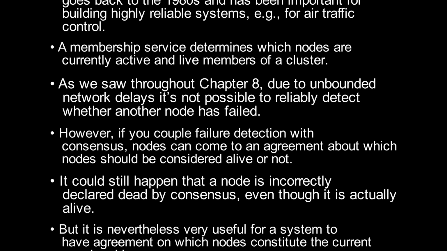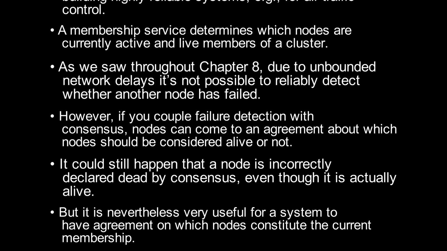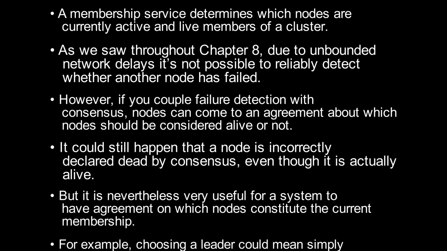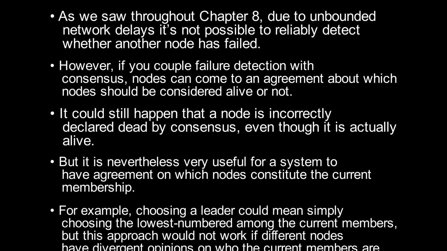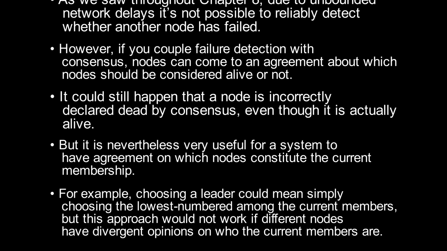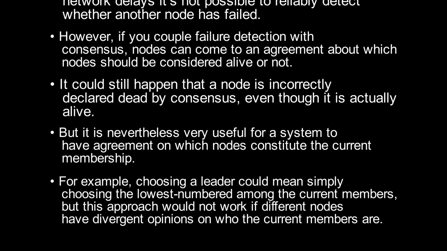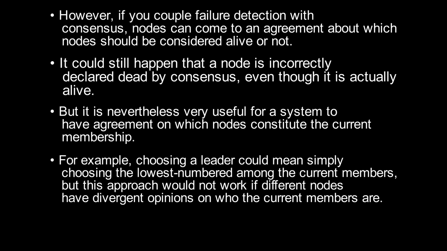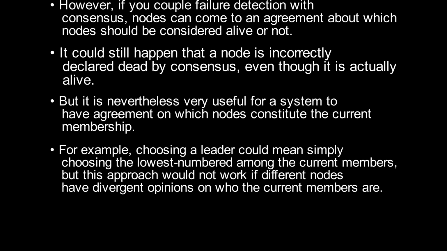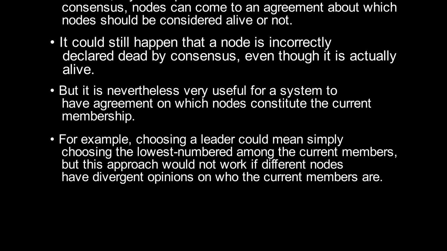It could still happen that a node is incorrectly declared dead by consensus, even though it is actually alive, but it is nevertheless very useful for a system to have agreement on which nodes constitute the current membership. For example, choosing a leader could mean simply choosing the lowest numbered among the current members, but this approach would not work if different nodes have divergent opinions on who the current members are.